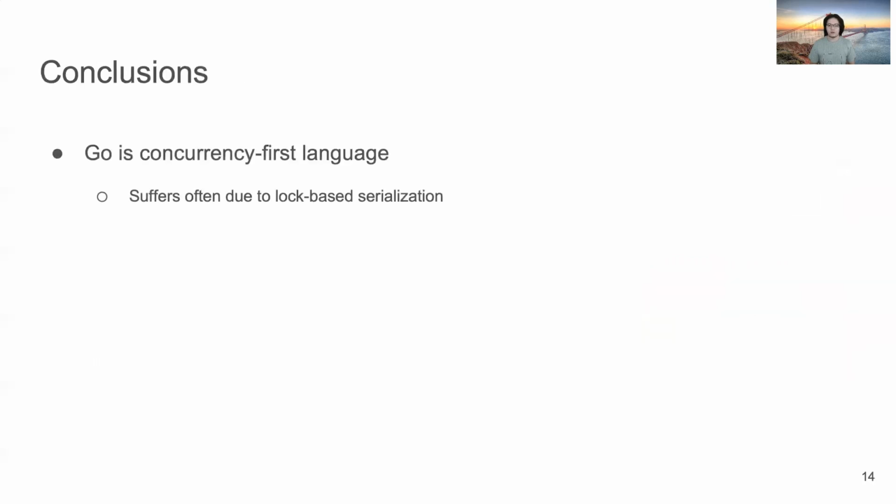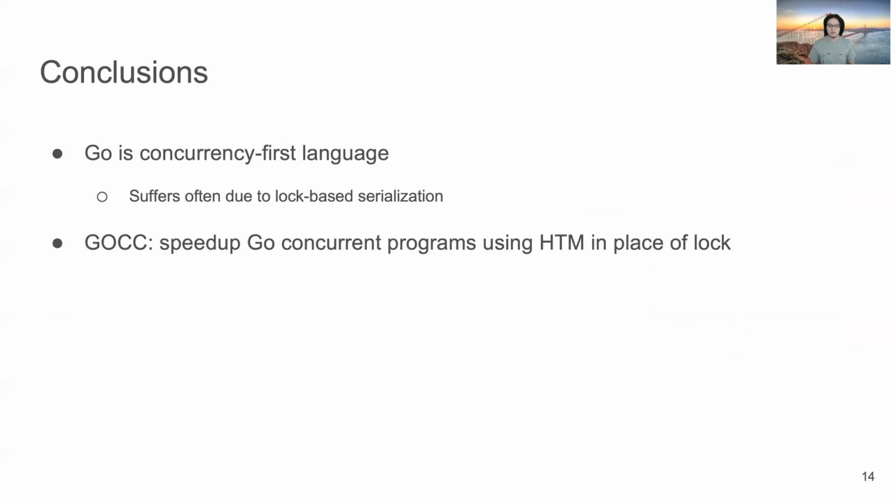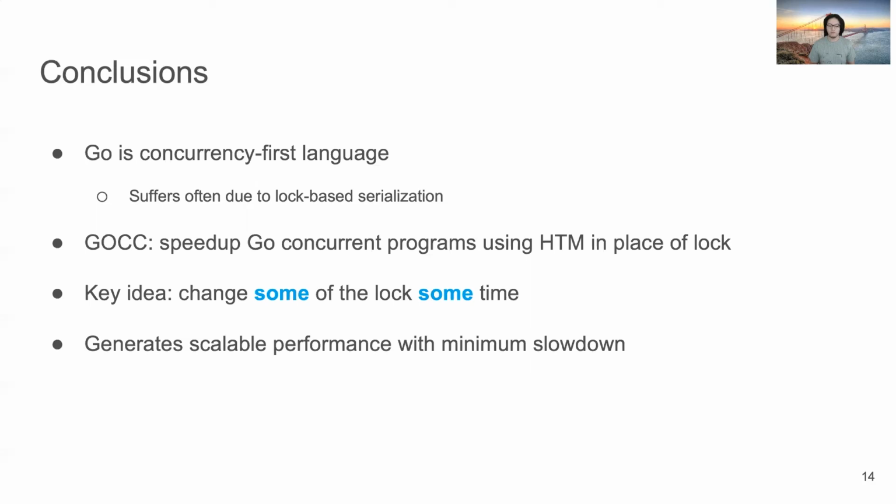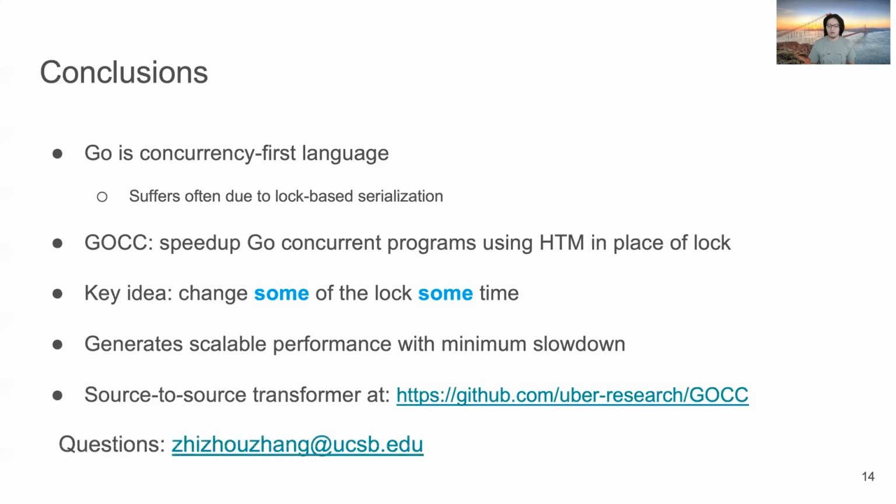In conclusion, Go is a concurrency-first language. However, it often suffers due to lock-based serialization. In this work, we present GoCC to speed up Go concurrent programs using HTM in place of the lock. The key takeaway here is that we change some of the locks some of the time. GoCC generates scalable performance with minimum slowdown. It's an end-to-end source-to-source transformer, and it's available on GitHub.